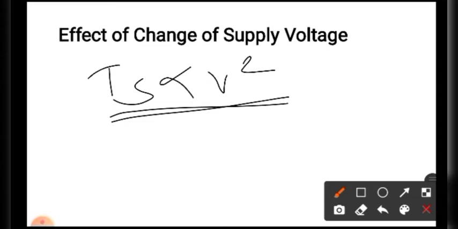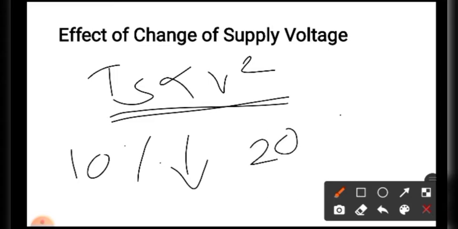Therefore the starting torque is very sensitive to the value of the supply voltage. For example, if we drop 10% of supply voltage, then 20% of the starting torque of the induction motor is reduced. So the relation between starting torque and supply voltage is directly proportional. If we reduce the value of supply voltage, then the starting torque also reduces.